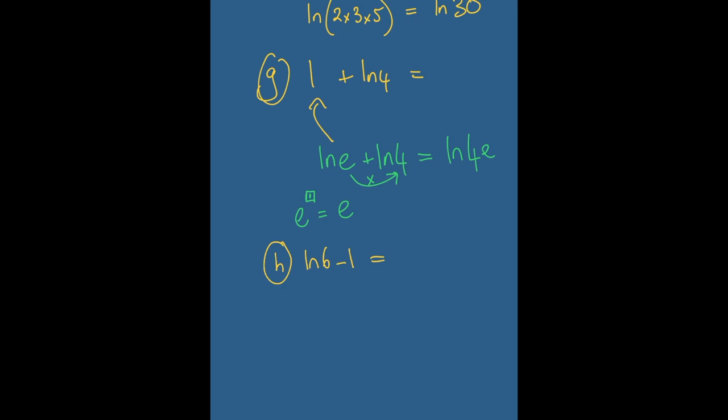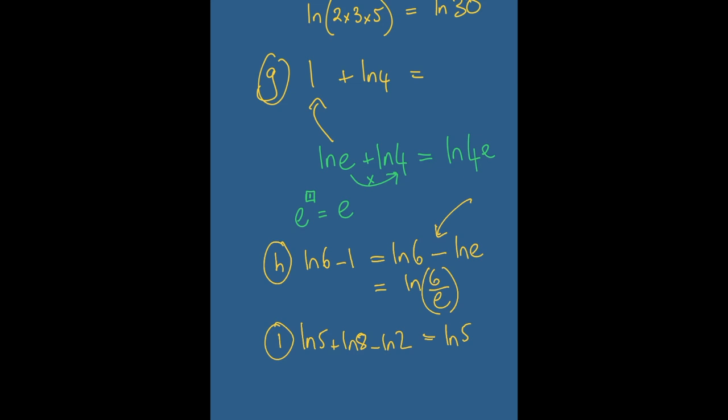Similarly with H, if we change these both to a log, we're going to get the same thing as before, and we can express that as one natural log using the same log laws, with a minus, and this becomes the natural log of 6 over e. This next question combines two log laws, so now we have the natural log of 5 times 8 over 2. We can simplify that to 5 times 8 is 40, divided by 2, the natural log of 20, and that's the answer there.